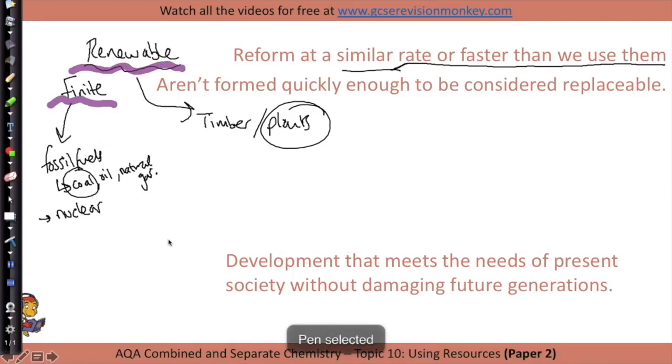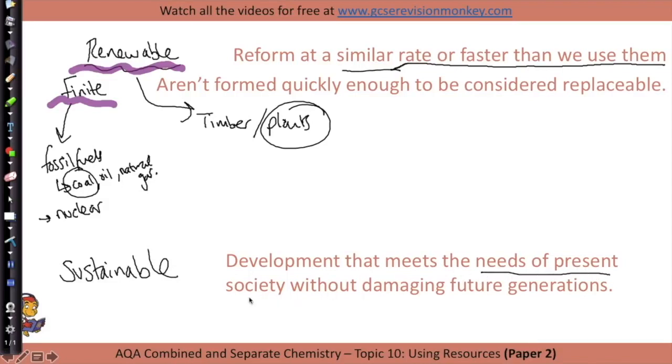And the whole point we'd have that drive is to develop sustainable development. And this is development that meets the needs of the present society without damaging future generations. And what that means is, yes, at the moment, if we wanted to, we could use all the finite resources available to us. However, that would have a massive impact on future generations and we would just destroy the planet.